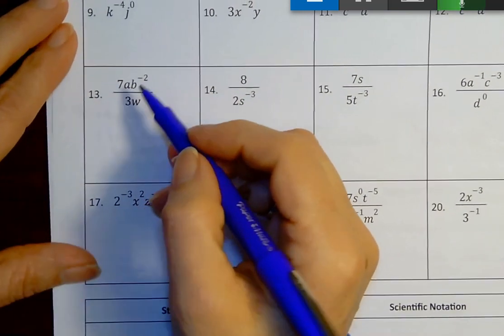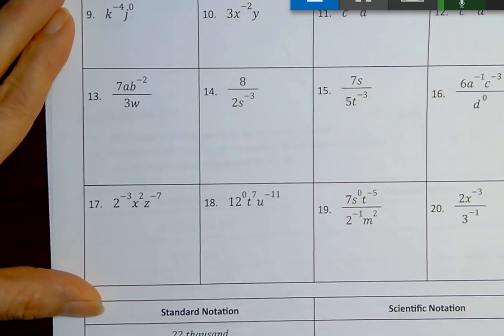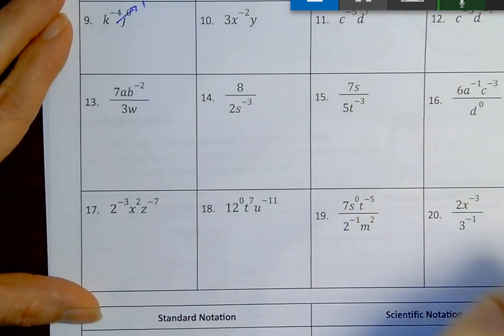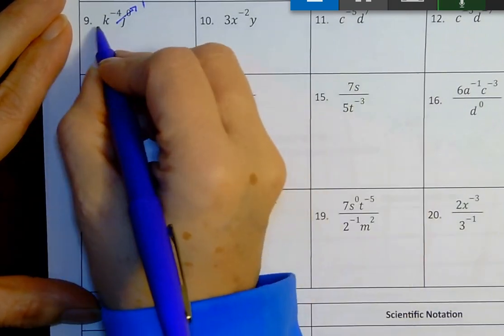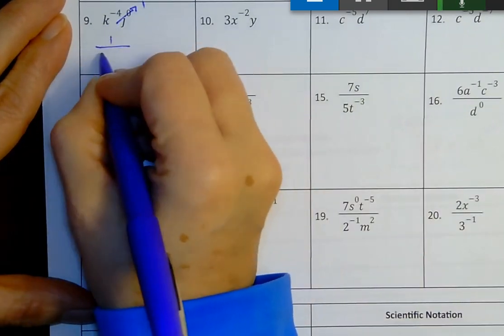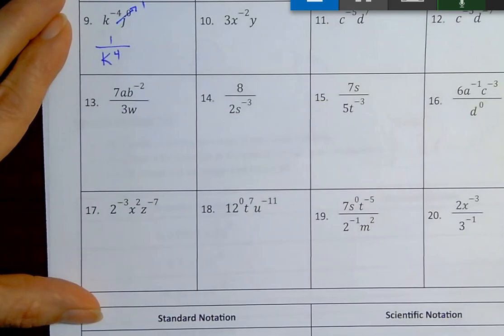Okay, k to the negative 4 times j to the 0. Well, j to the 0 is 1, so I'm just going to say k to the negative 4 is really 1 over k to the 4.